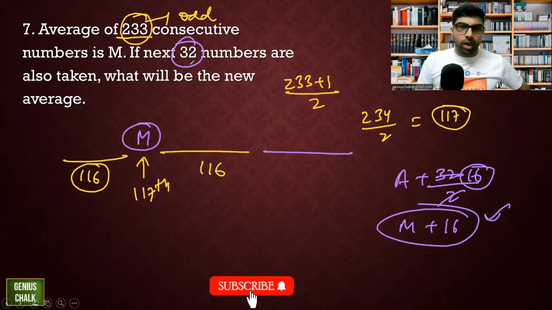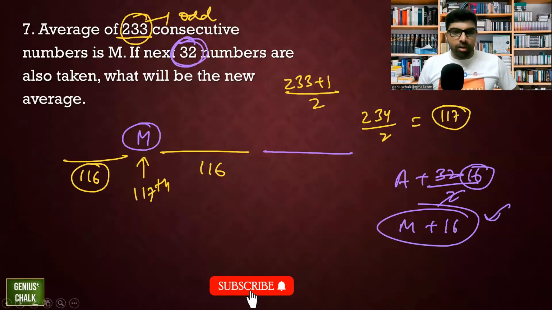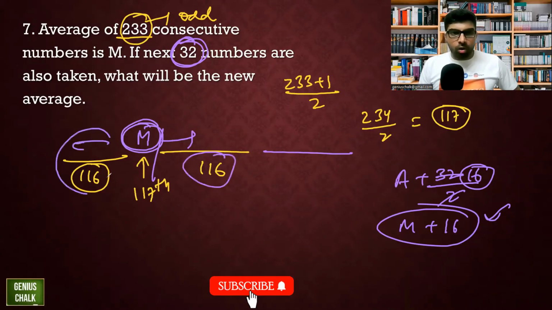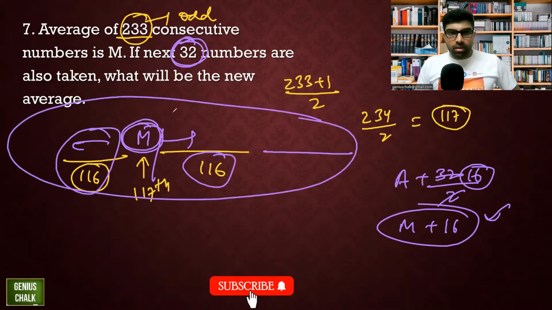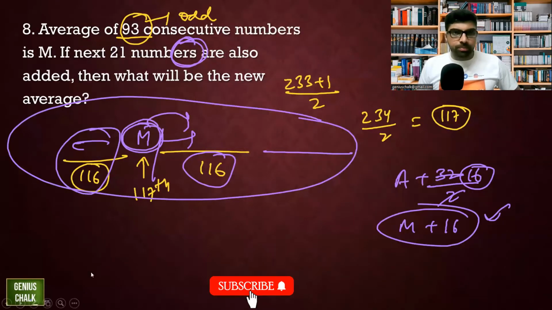So whatever numbers you are adding, divide them by 2, and that is your answer. Why are we dividing by 2? Because average is equal distribution. Whatever numbers are to the right of this, the same numbers are to the left also. So if total numbers are increased, then this average will also shift towards the right. So this is what we are following in this question.